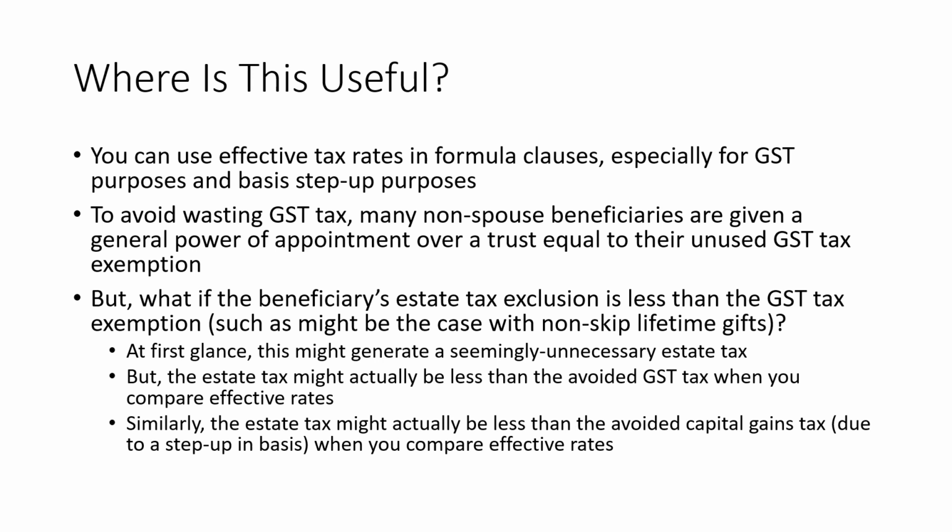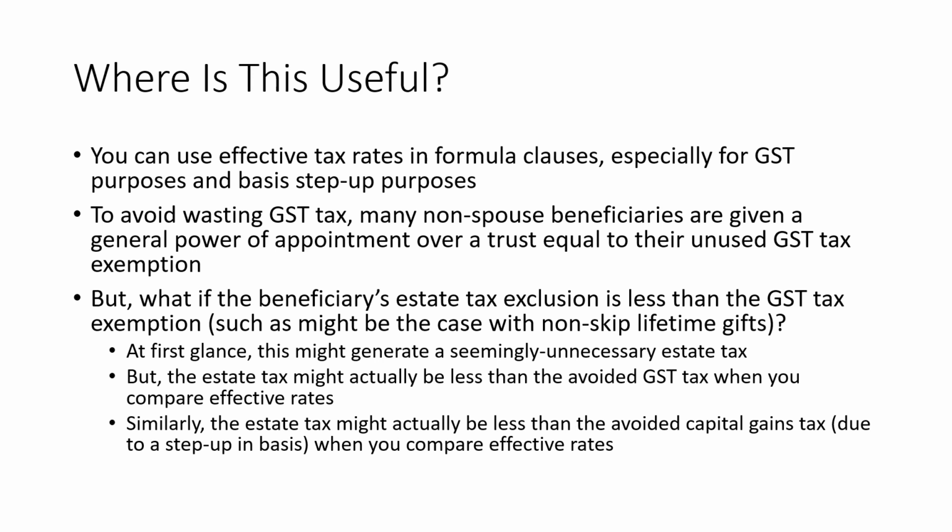Now, why is that useful? Well, we can use the effective tax rate in formula clauses, especially when we're looking at GST tax planning and basis step-up planning. And really the theory here is that within a trust, to avoid wasting GST tax exemption, or maybe even estate tax exemption, many non-spouse beneficiaries are given a general power of appointment over some or all of the trust assets that's equal to their unused GST tax exemption. Sometimes that's baked into the trust, and sometimes a trust protector is given the authority maybe to amend a power of appointment to achieve this optimal outcome.